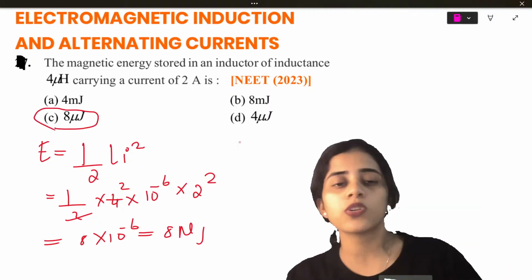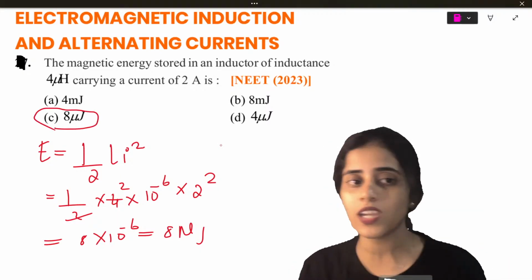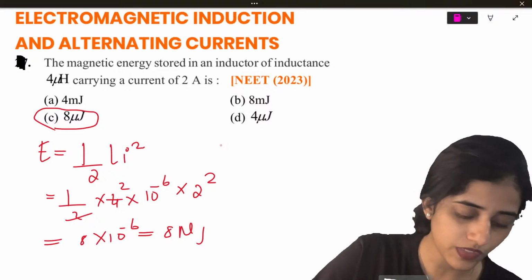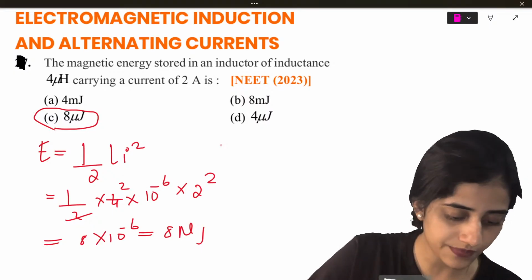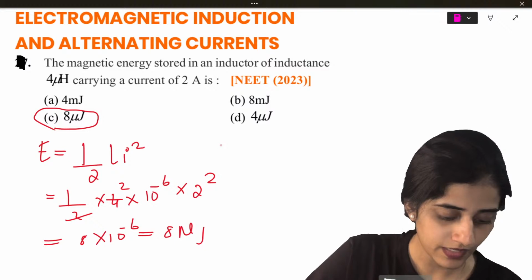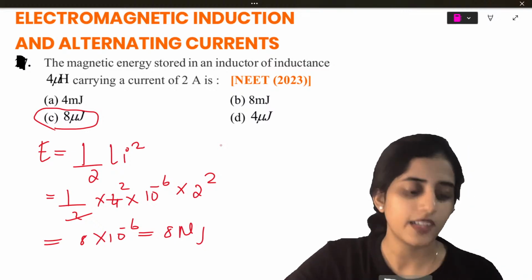So 8 microjoules. The answer is C. You have to know the unit. Don't put milli. It is 8 microjoules. Yes. Let's move on to the next question.